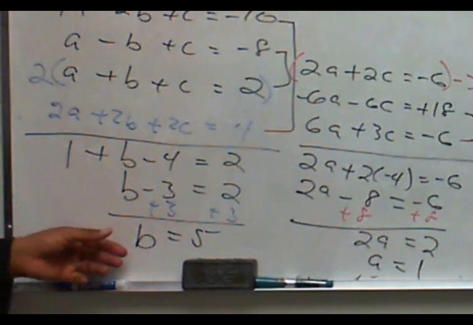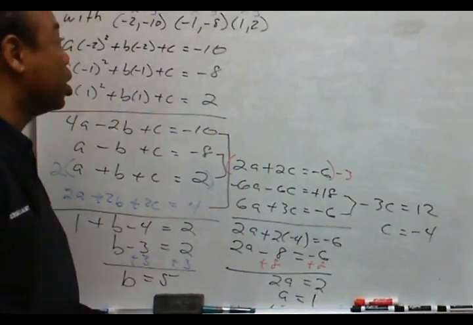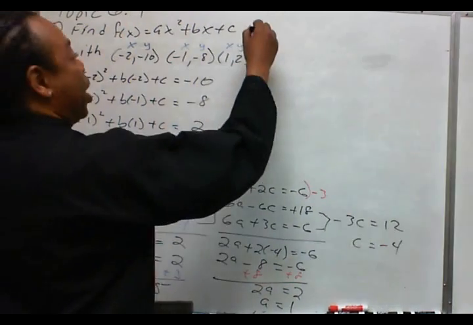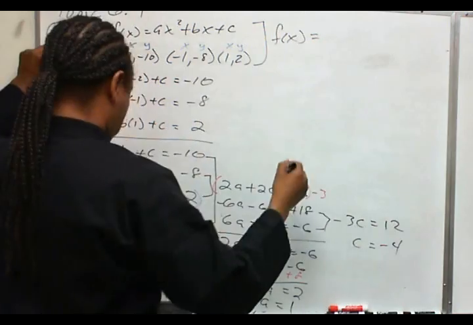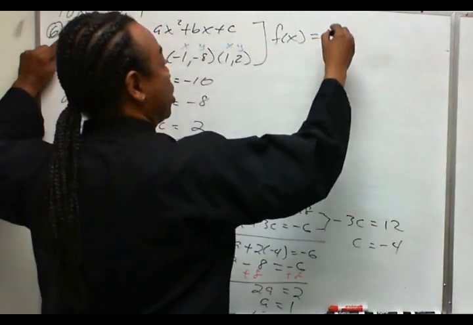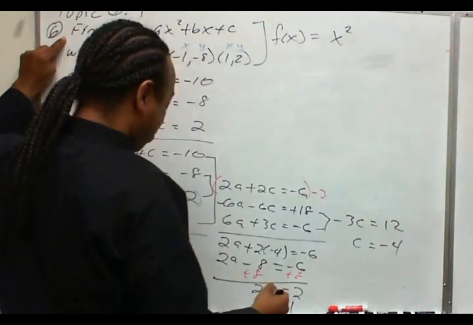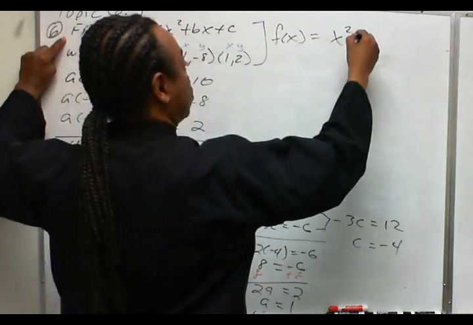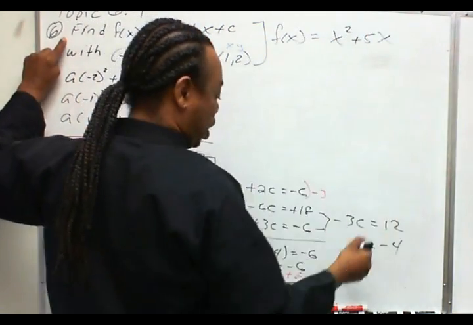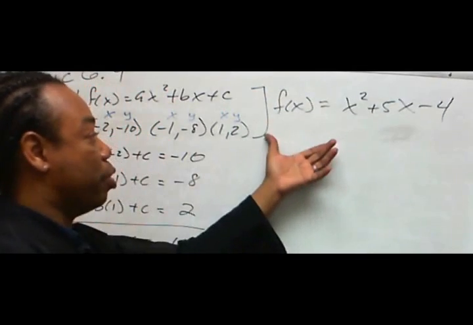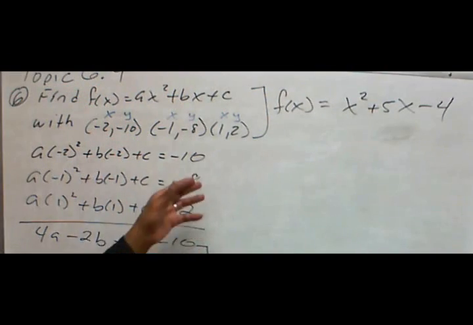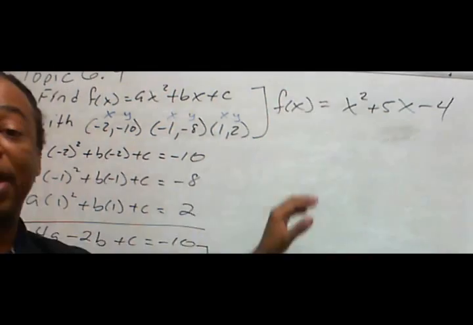So now that I have all parameters for a, b, and c, I have found my polynomial, which is f of x equals, a was 1, so this will be 1x squared, b was 5, so this will be 5x, and my c was -4, so -4. So this is the polynomial, or should I say this is the quadratic that I was looking for.